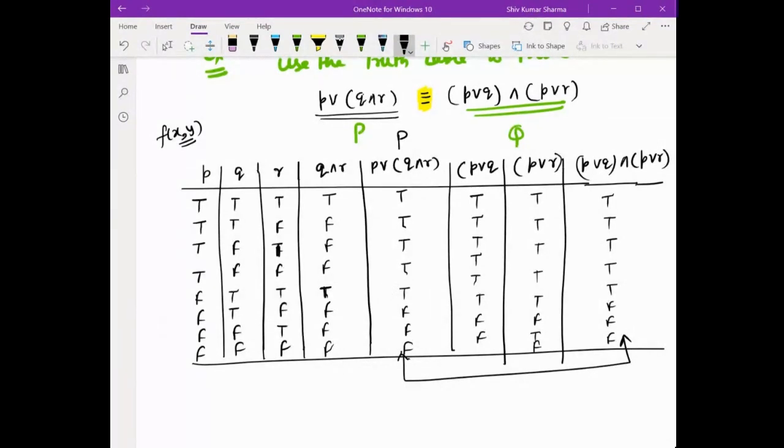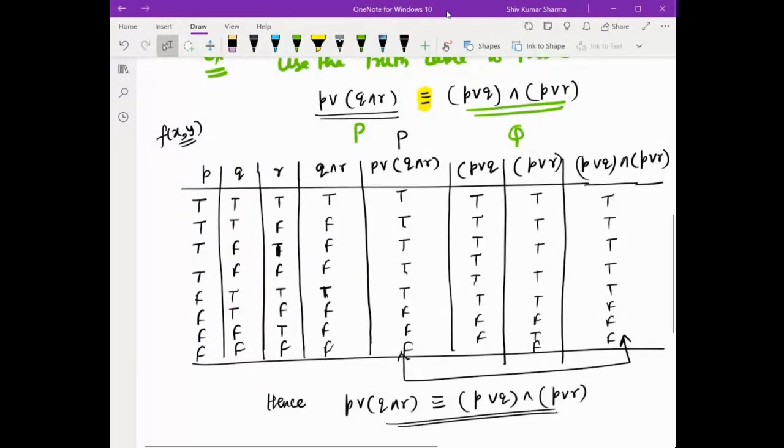Okay, done. So we see 1, 2, 3, 4, 5, five true values, three false values. Here also 1, 2, 3, 4, 5 true values, three false values. So both are logically equivalent. Hence we write that P or (Q and R) is logically equivalent to (P or Q) and (P or R). So you can show this by using a truth table.